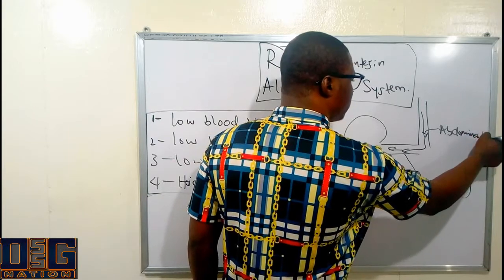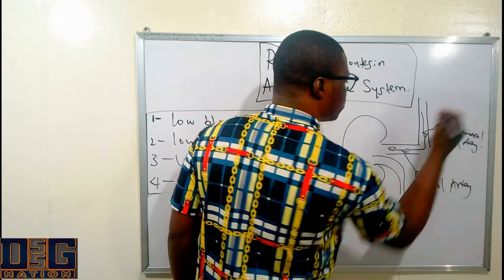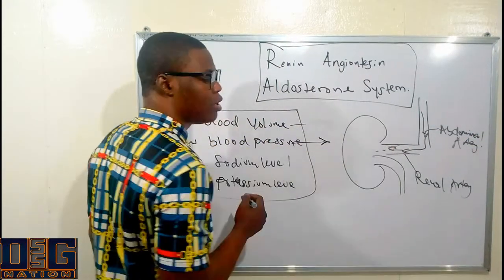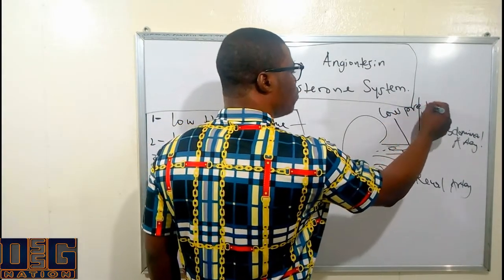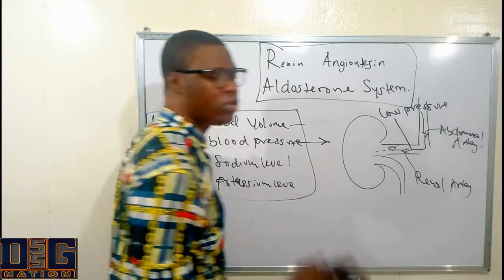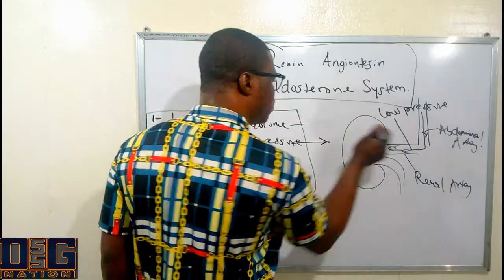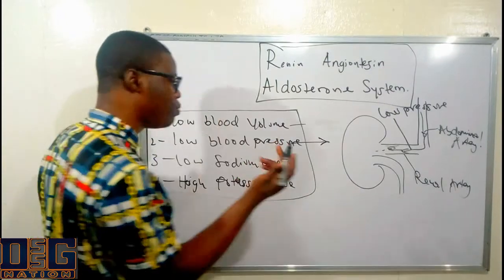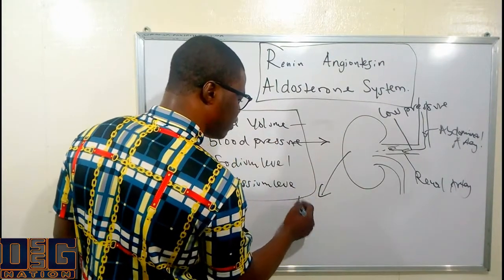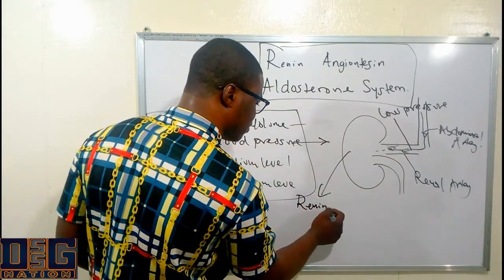So there's no need for all this. If you don't know it, just forget it for now. So blood is going to flow to the kidney. Now let's say this blood coming in has a low pressure. So what is going to happen next? Because the pressure is low, the granular cells of the juxtaglomerular complex are going to secrete renin. That is the first thing that will happen.